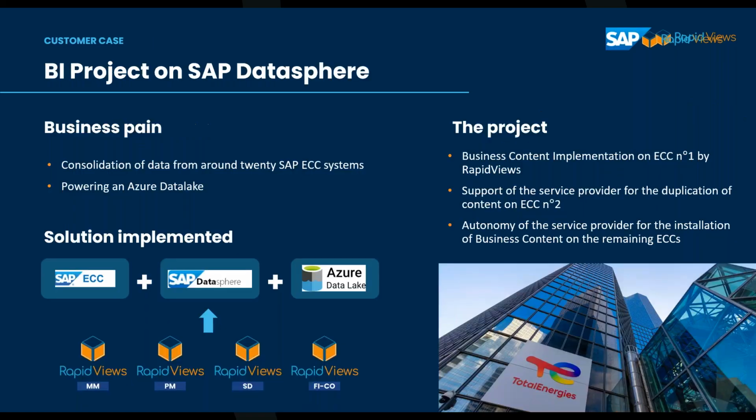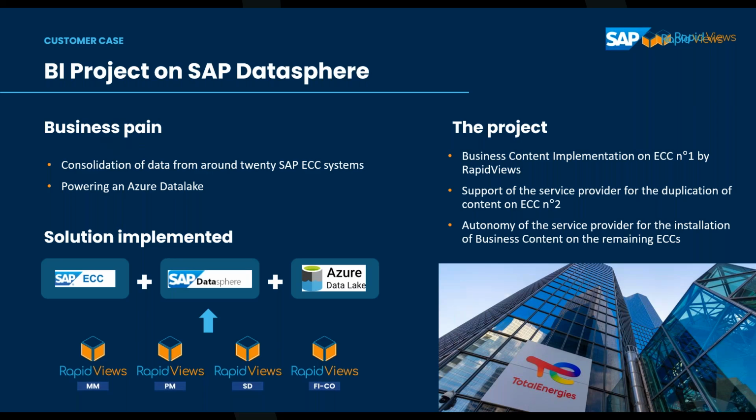Let's talk about a few references. Total Energy, which is a big petroleum company, the number one French petroleum company, of course. So how many ERP systems do they have? 27 ECC systems. So as you can imagine, it's huge.